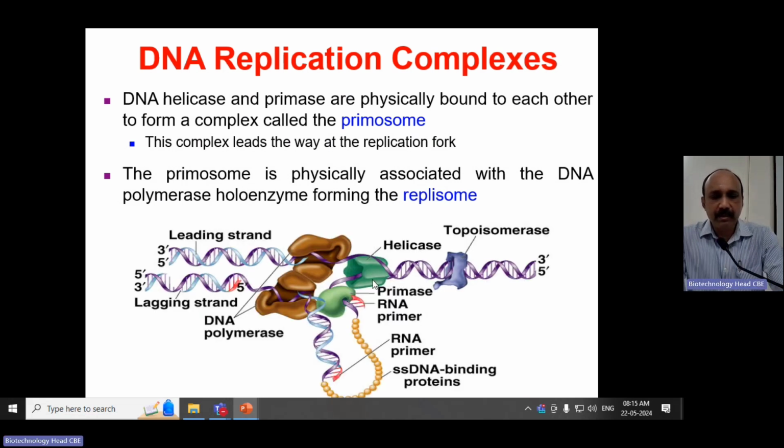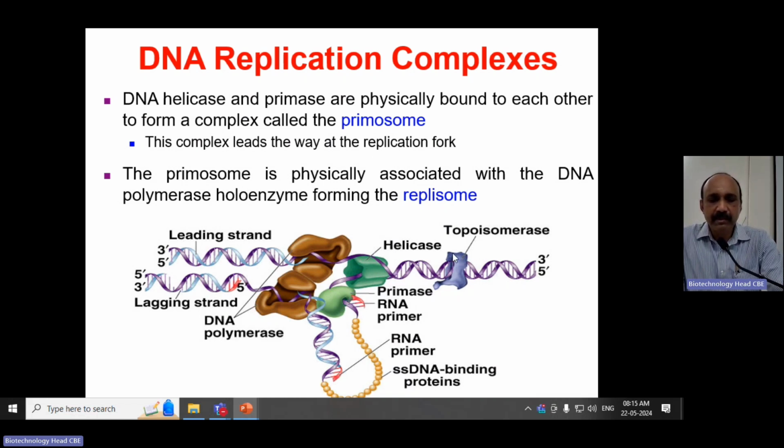So starting with this, first the helicase and the primase. First, helicase opens the DNA this way, right? So forming the replication forks. And the helicase and also the primase, which adds the primer. Both together, helicase and primase, are called the primosome.